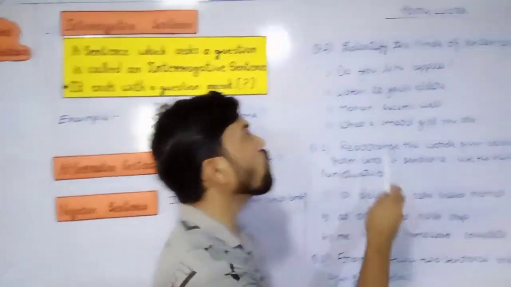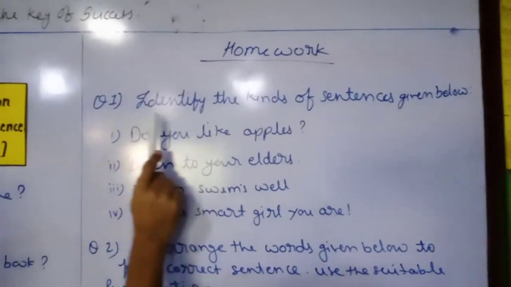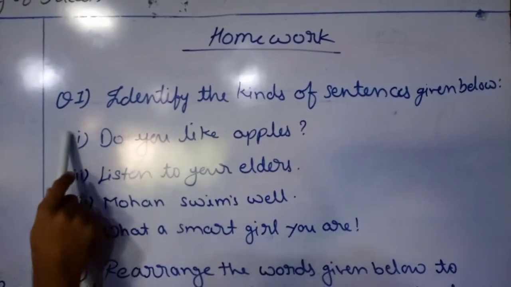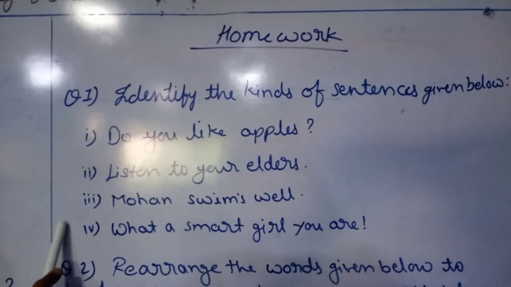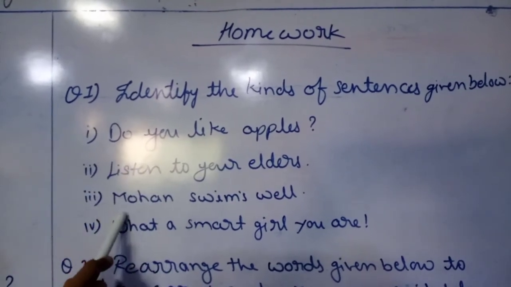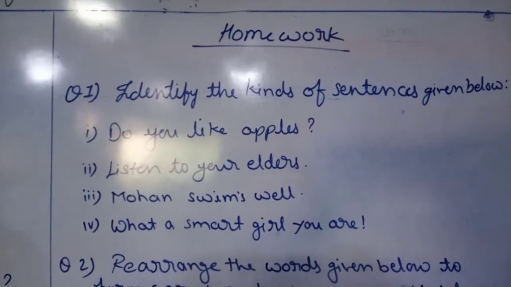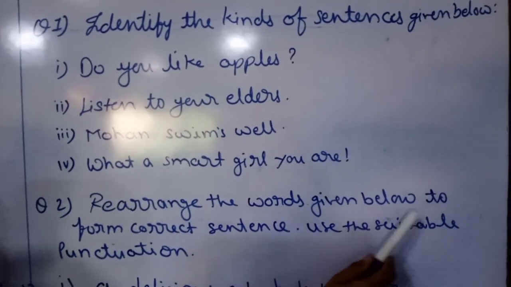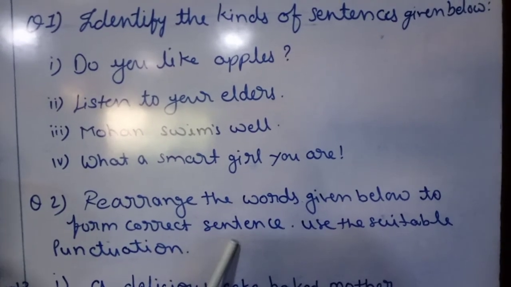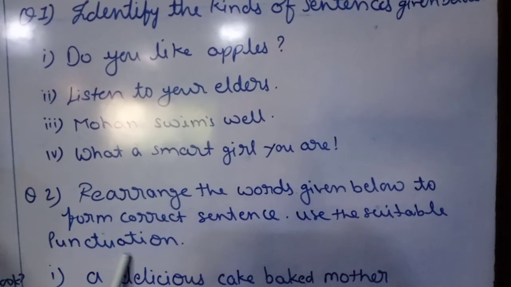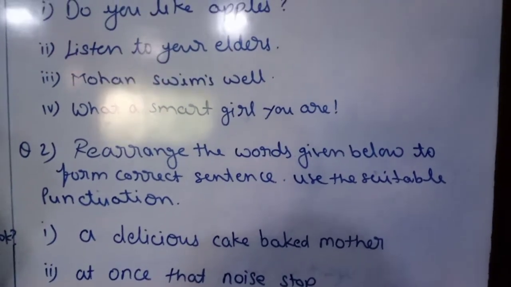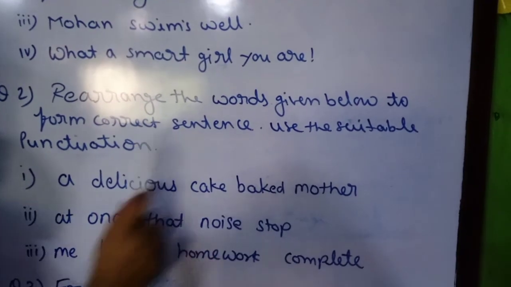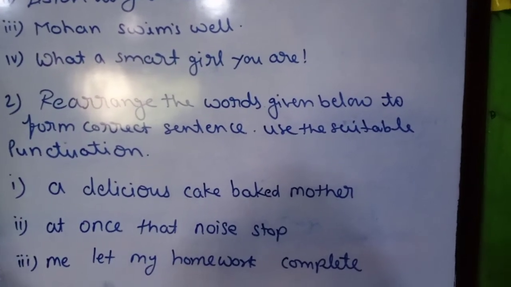So let's see the homework. Question number 1. Identify the kinds of sentences given below. Here we have 4 sentences. You are going to identify which kind of sentence each is, like we did in the activity. Question number 2 is, rearrange the words given below to form a correct sentence. Use suitable punctuation. Here we have 3 groups of words. We are going to rearrange them, like we learned at the start.